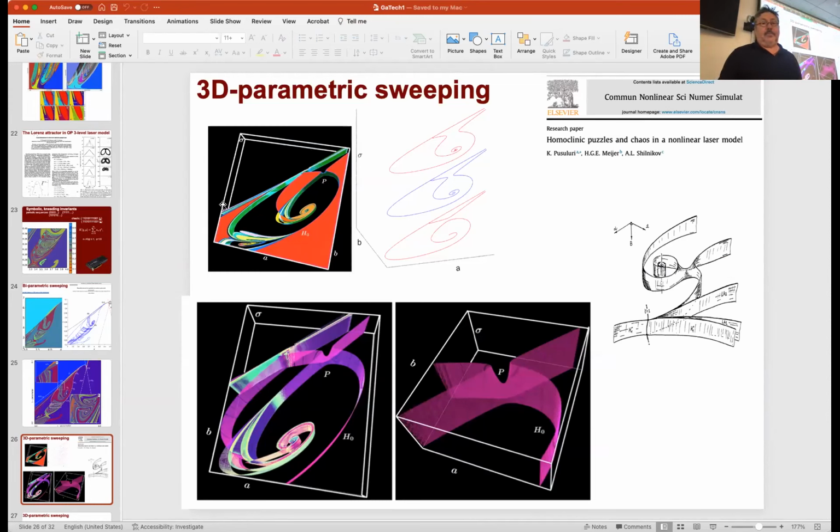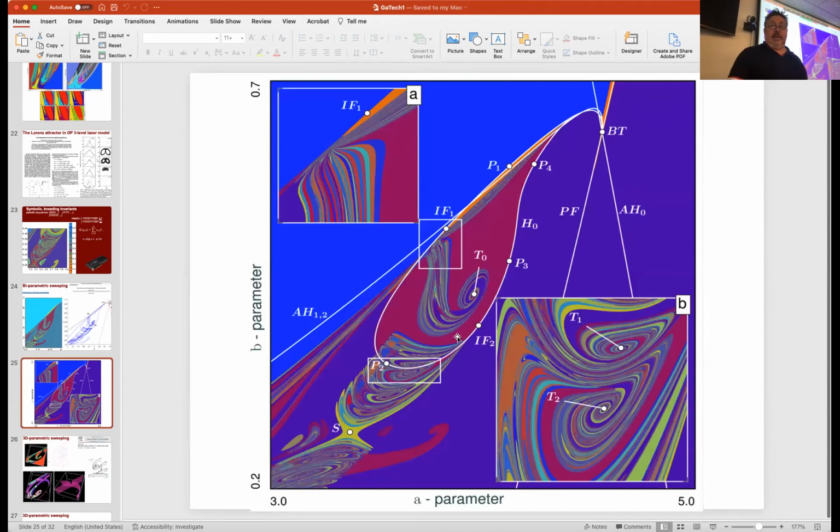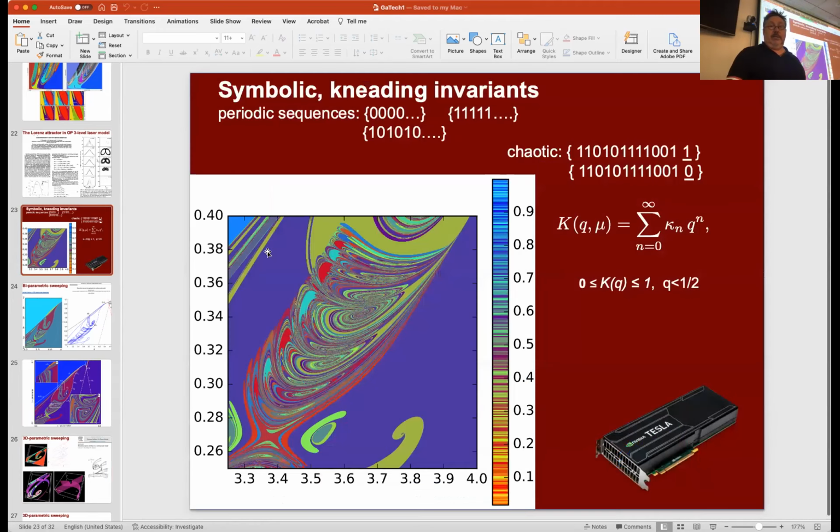GPUs let you do even more. They let you create what's called a three-dimensional bifurcation diagram. We used to be in a plane, but if you remember here, between two points, there is always a saddle. Let me just see, yeah, I saw it. You see that saddle over here?